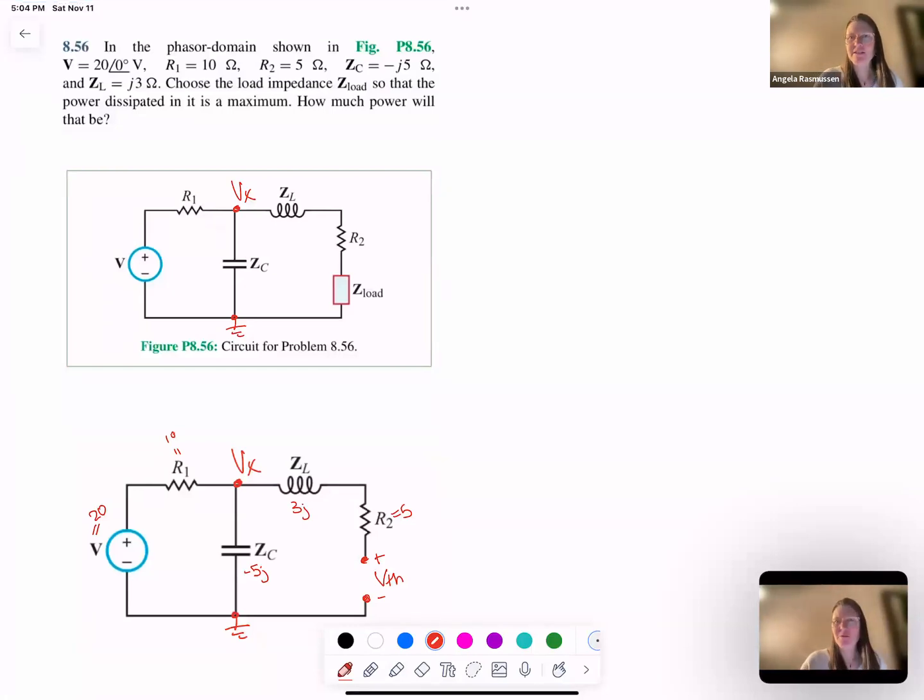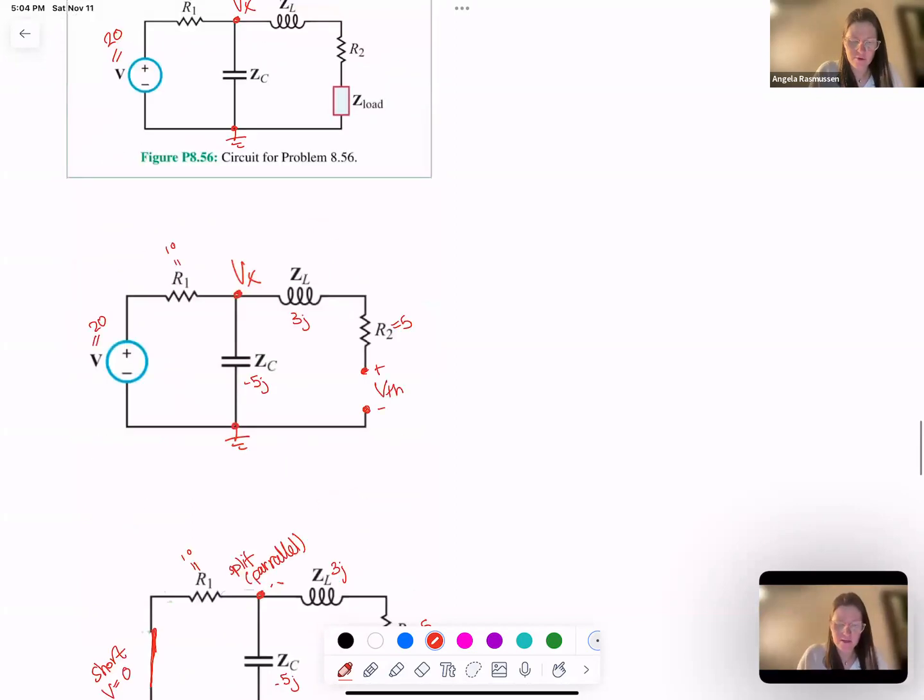Hi, welcome back. This is the third problem in the maximum power transfer examples. This one we're doing 8.56. In this one, we have the voltage given as 20 e to the j0, which is 1. So I'm just going to write 20 for the input source voltage.